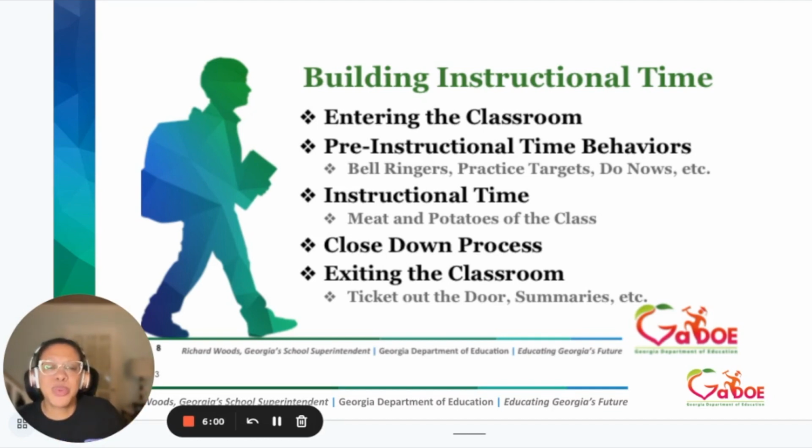Your pre-instructional time behaviors are really important. Do they have bell ringers? Do they have practice targets? Do they have do nows? Whatever you have as your policy in your school, make sure that you do that, but do it in a music specific way. So for us, we have a lot of do nows.